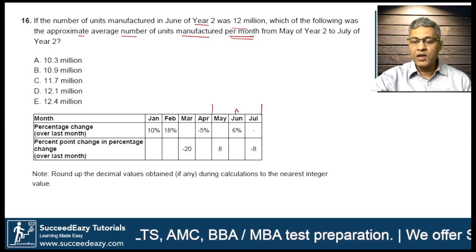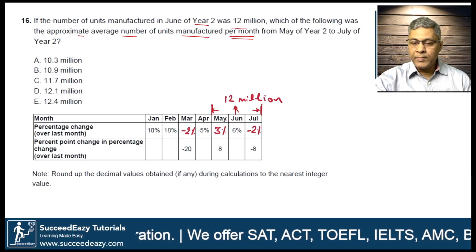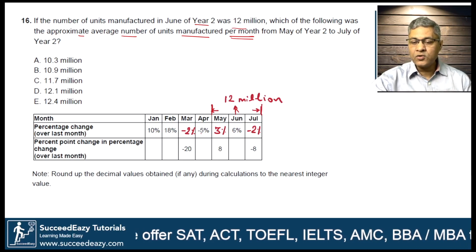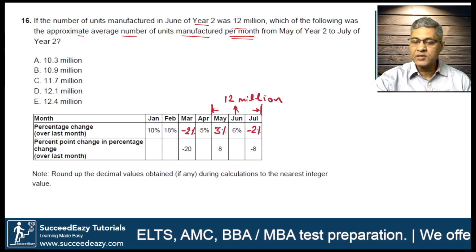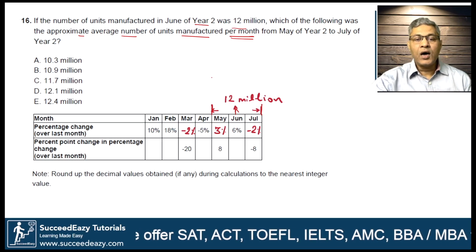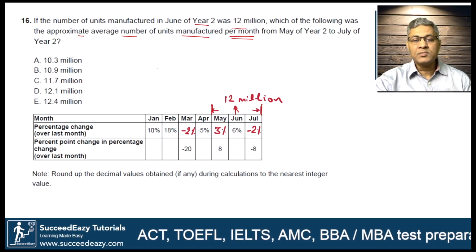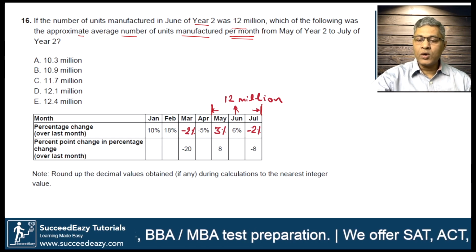All right, so we are talking of this data point. Fair enough. So we'll have to plot these two. Let's do that. So June is 12 million. May, we need this data. So we'll quickly do minus 5 plus 8, that will be 3%. And 6 minus 8 will be minus 2%, isn't it? So now we need to find the approximate average number of units manufactured per month. All right. So what is the difference?